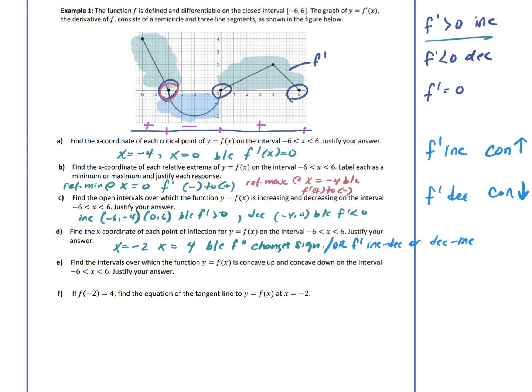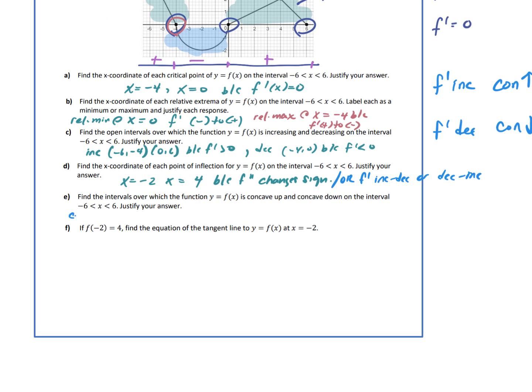Concave up, concave down. So concave up would be -2 to 0, 0 to 4. And just for time's sake here, I'm going to say f double prime is greater than 0. You can never be wrong for referencing f double prime. It's easier to write. But if you're going to talk about f prime, you have to say f prime is increasing, or f prime is decreasing for concave down. Okay? And then concave down, we'd say from -6 to -4, -4 to -2, and then 4 to 6. And again, I'm just going to say f double prime is less than 0.